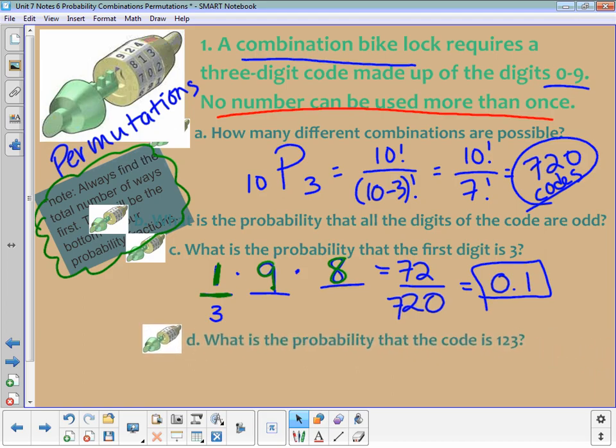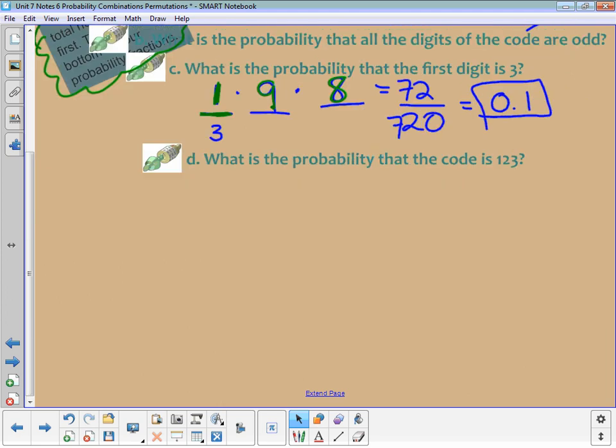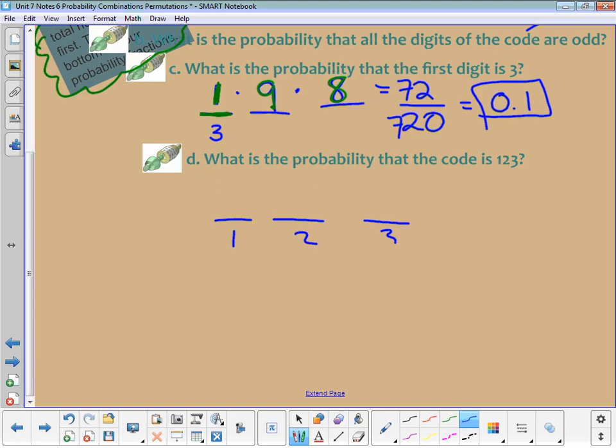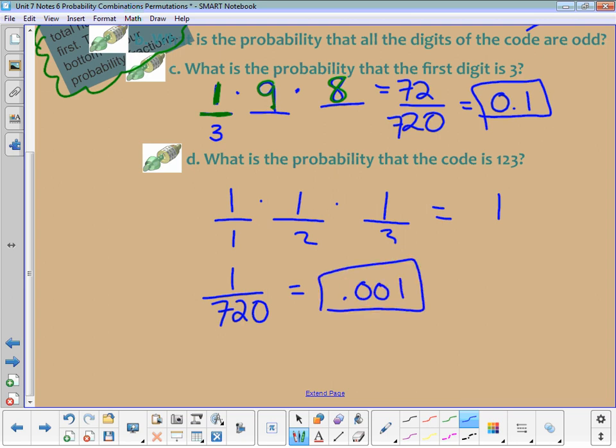In part D, what's the probability that the code is 1, 2, 3? So 3 digits. I want my numbers to be 1, 2, and 3. There's only 1 1 in the list. There's only 1 2 in the list. And there's only 1 3 in the list. So there's only one way that I can get the code 1 2 3. If I find the probability of that one code out of the 720 total possibilities, that means my probability is 0.001. So very small chance that that's the code.